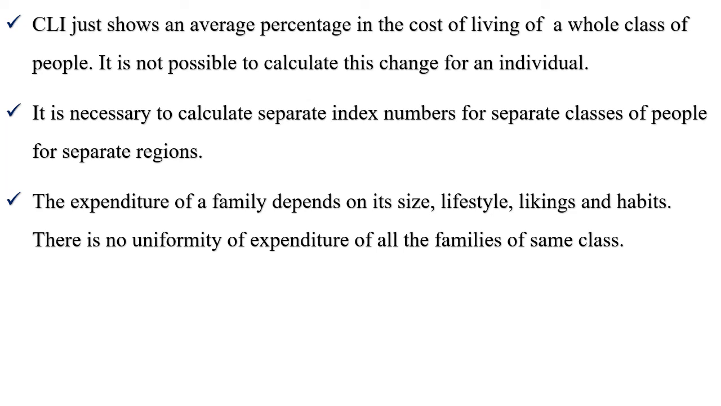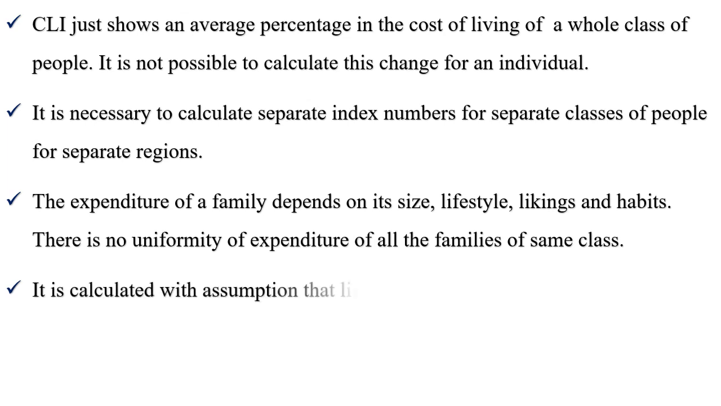Their size differs. Someone is living alone, some are a couple, some have only a child, some have their parents to take care of. The number of people in a family can vary. Their lifestyle, some believe in simple living and high thinking, some believe in high living and high thinking. Their lifestyles, their likings, their habits, their food, their clothing, their living quarters, everything differs, and we have to find the index number combining all of them. So naturally there will be some defects in it.